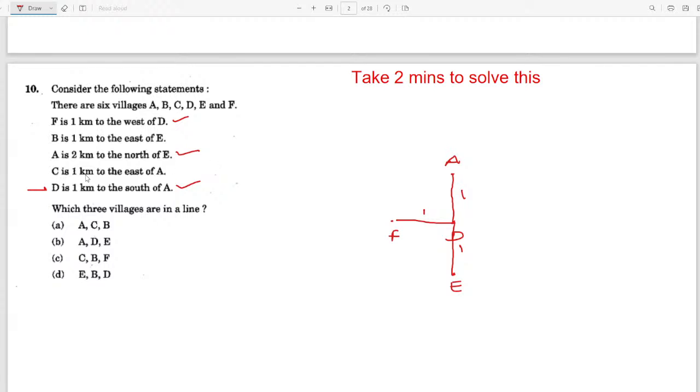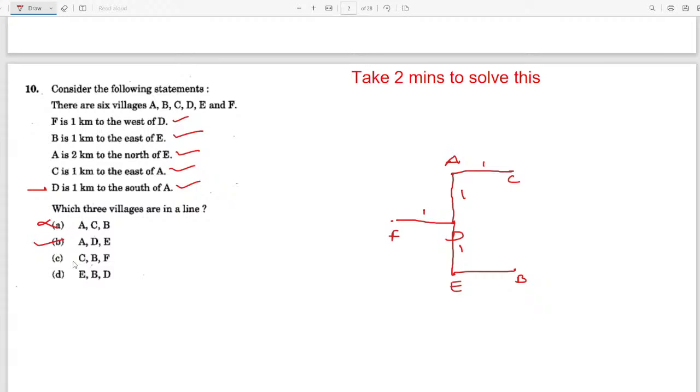And then they're saying C is 1 kilometer to the east of A. This is C, this is 1 kilometer. And again, this is done. And then the last statement is B is 1 kilometer to the east of E. Now this is also over. Just mark this. Now they are asking which 3 villages are in a line. So A, C, B are not in a line. A, D, E are in one line. So B is the correct answer.